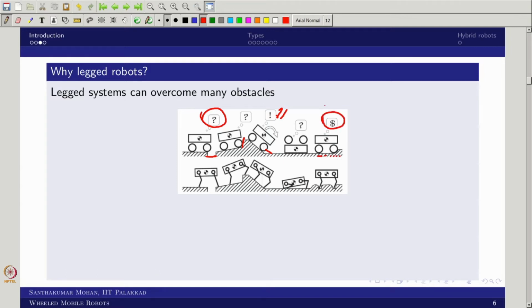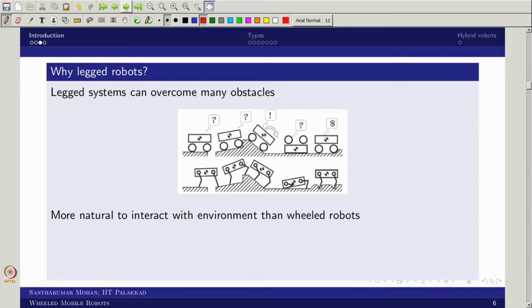But whereas if you take a legged robot, you can see it can easily overcome the sump and bump, and even if you have a ramp which is downhill, there also it would be stable. You can see it is getting close to touch, but it is still stable. Further, you can see it's loose, still it is making it, right. So that is one of the main advantages for using a legged system.